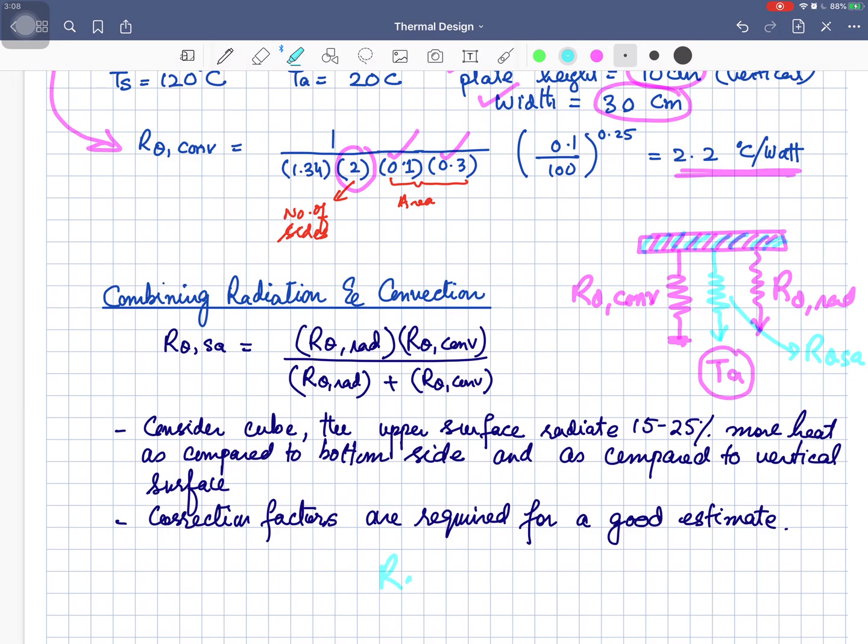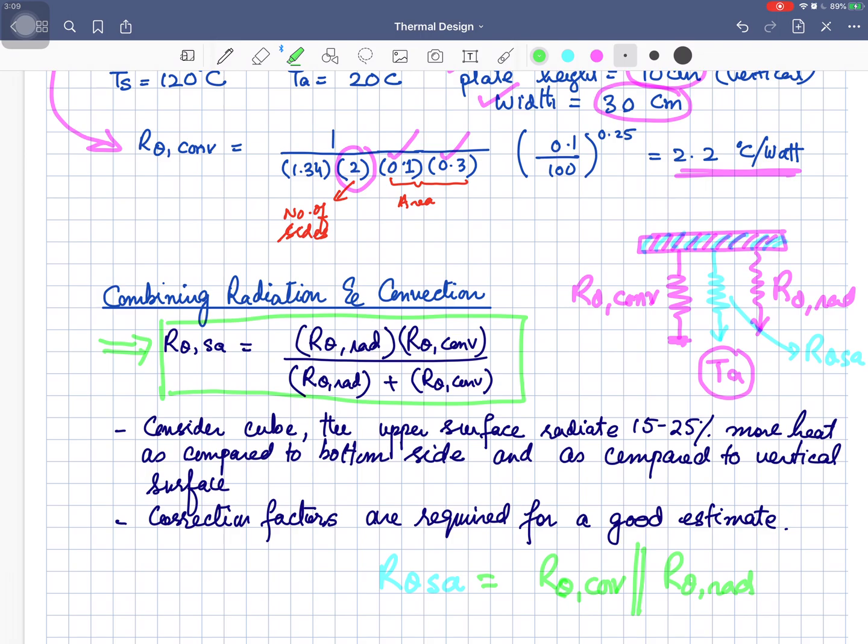That will be the parallel combination of these two resistances. So R theta surface to air will be equal to R theta for convection in parallel with R theta for radiation. If we take their parallel combination, we will get this equation. That will be the total thermal resistance when the convection as well as the radiation process is going to take place.